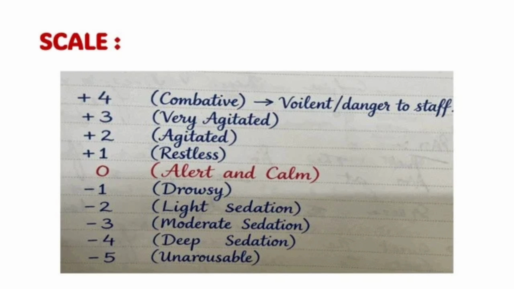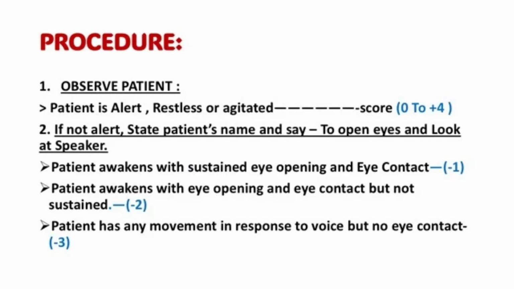Based on this we are writing the scores. So here you can see 0 means the patient is normal, alert and calm, and +1, +2, +3, +4, we can check by observing the patient. Now how to check and how to write the score? For that there is a procedure.